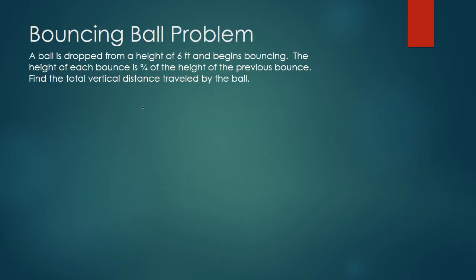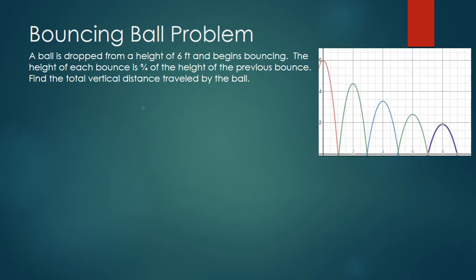Okay, the bouncing ball problem. A ball is dropped from a height of 6 feet and begins bouncing. The height of each bounce is 3/4 the height of the previous bounce. Find the total vertical distance traveled by the ball.